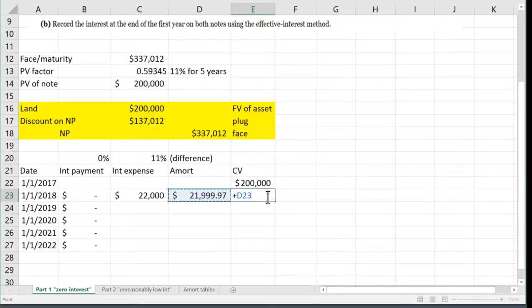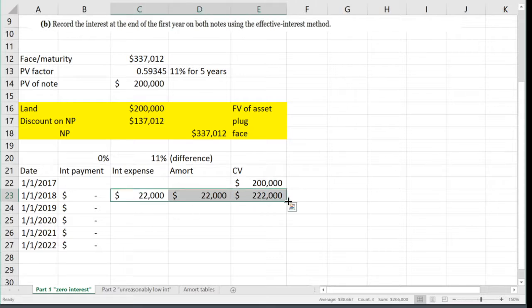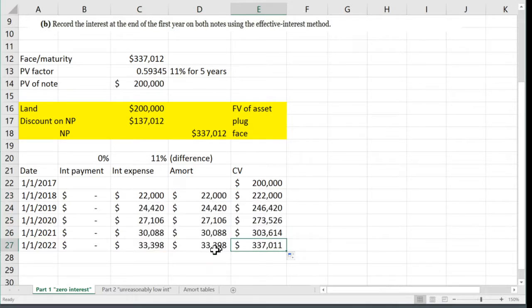Now, is this going to increase or decrease our carrying value? Well, we've got a discount. We're making the discount go away. And so to make the discount go away, we move our carrying value up. If we click and drag all this down, of course, we've got $1 of rounding difference, but that's not a big deal. What we figure out is that every period we record 11% of the prior carrying value. That number keeps going up every period because the carrying value keeps going up. As we amortize that difference, we increase the carrying value and we bring our carrying value up to 337,011, 337,012. Again, that's $1 of rounding difference, no big deal.